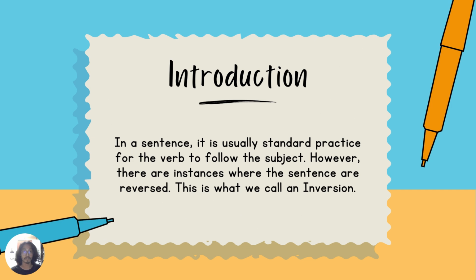So what is an inversion? In English grammar, the normal word order usually consists of a placement of a subject before the verb. However, there are also instances where the sentence is reversed. This is what we call an inversion. So we put the verb before the subject.